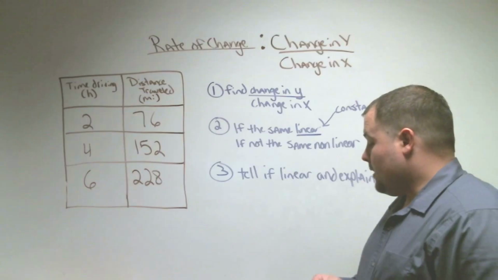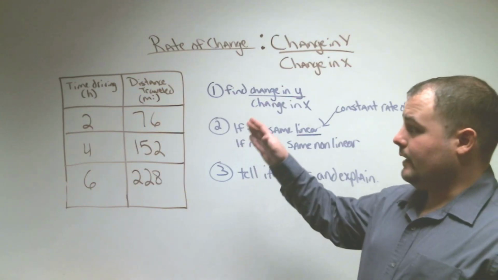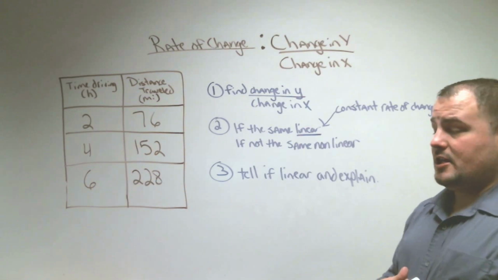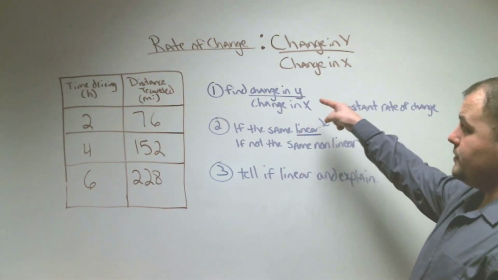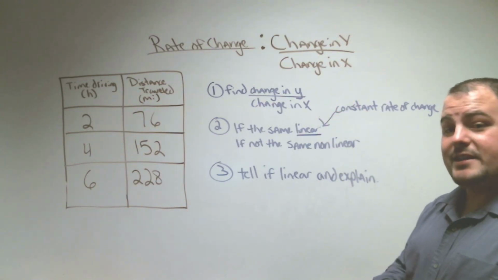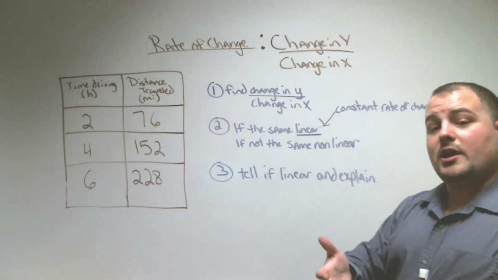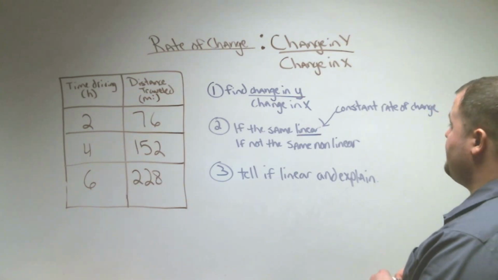Alright, for our first example, what we're going to do is find the rate of change from this table here. So I'm going to teach you how to find rate of change in a table. Now I wrote three things of what we're going to be doing. The first thing is we're going to find the change in y and the change in x, because that's the definition of rate of change. Rate of change is the change in y divided by the change in x. It's how something changes over time.